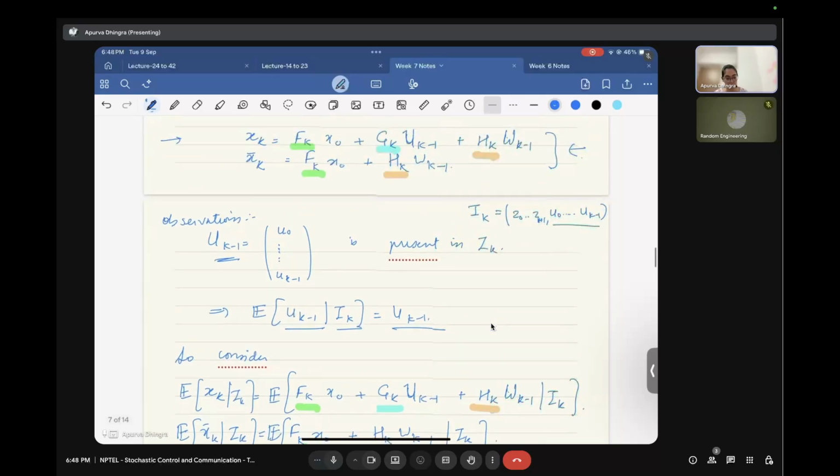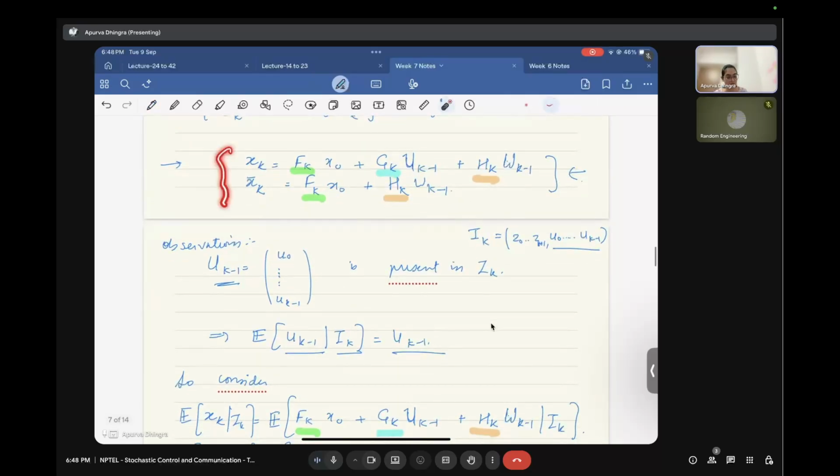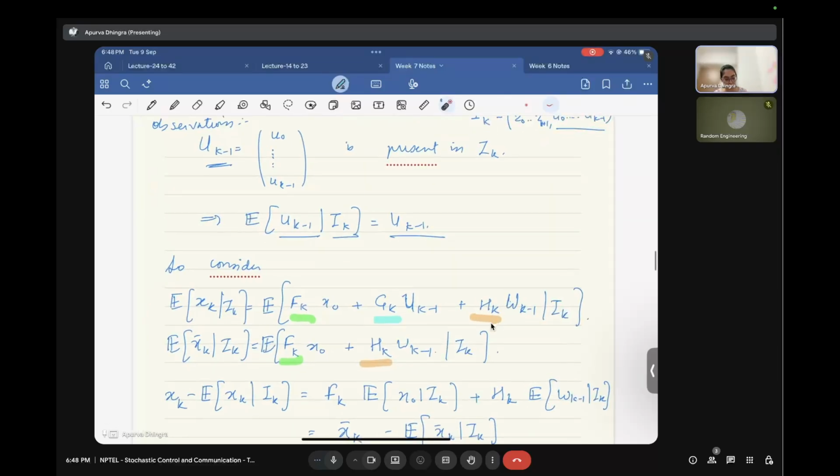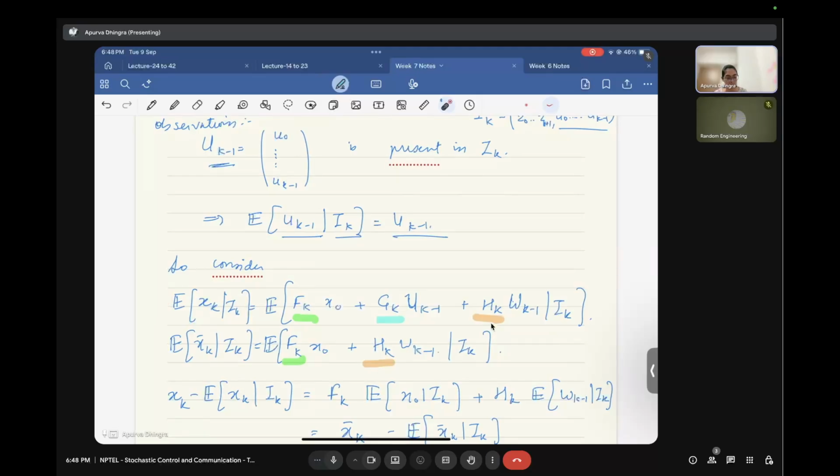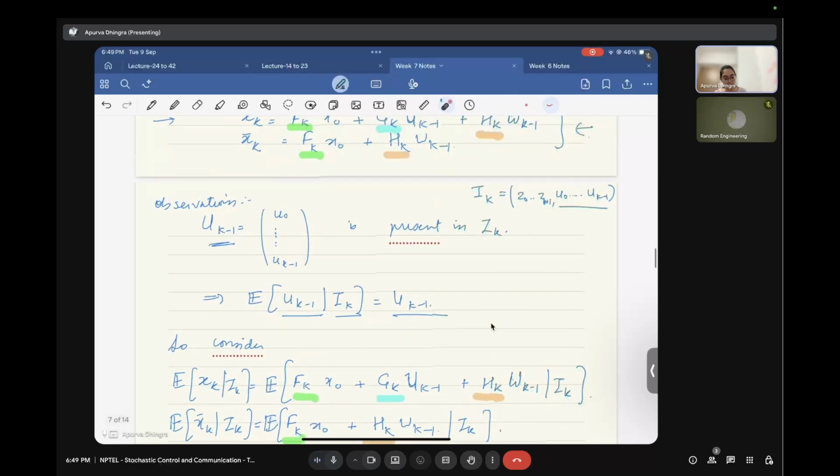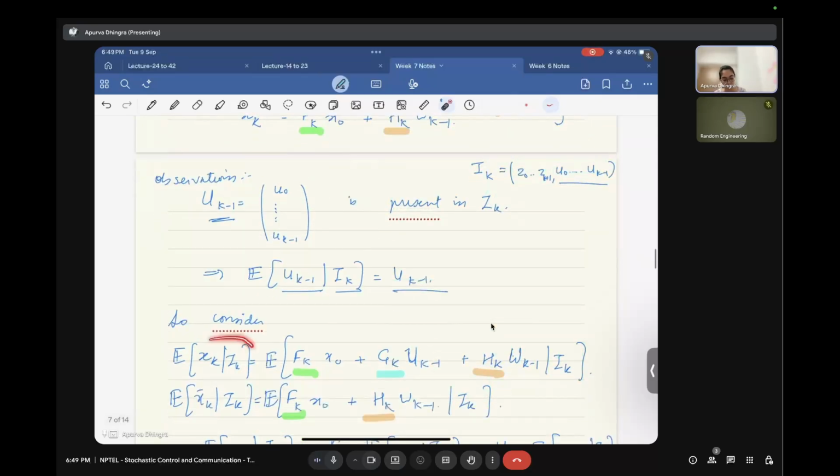So now let's take expectation of these two conditioned on i k. If we do that, this is what we get. I've just put the symbols, nothing more. And similarly for this one. Suppose then we take the difference between x k and this, meaning we are actually looking at what is the difference between the true state and the estimation of the state, the expected estimation of that state.